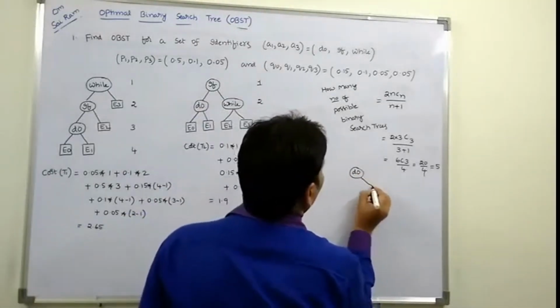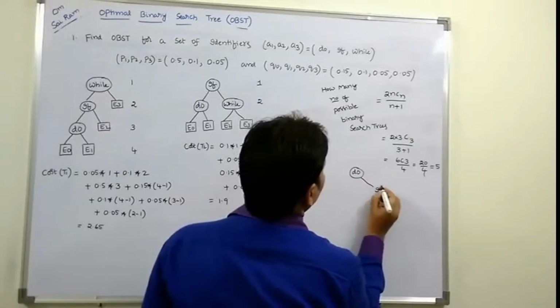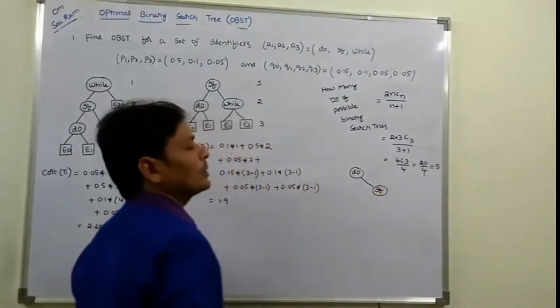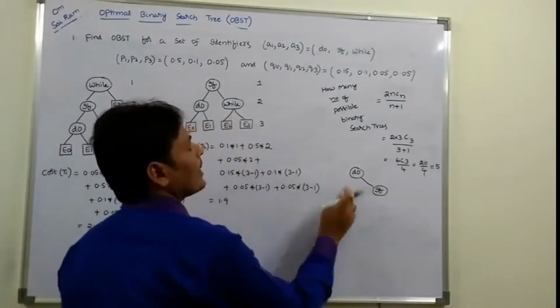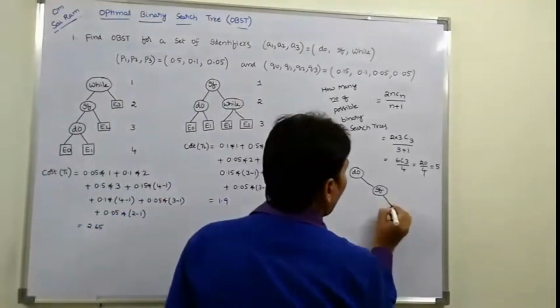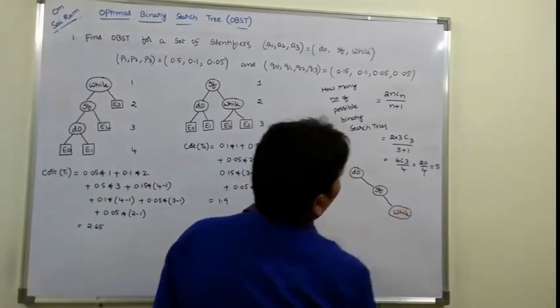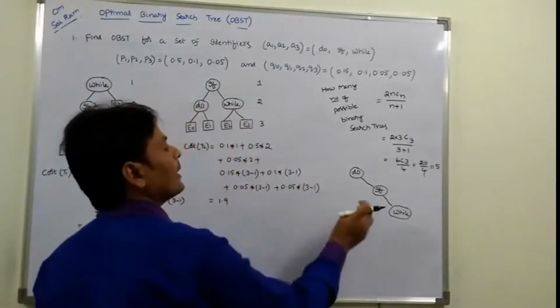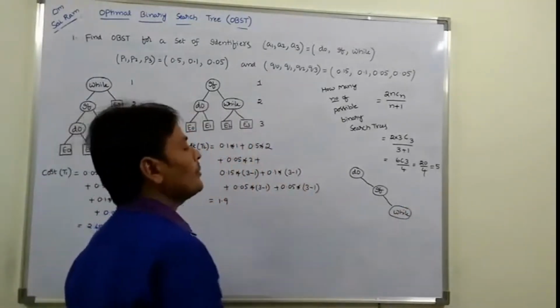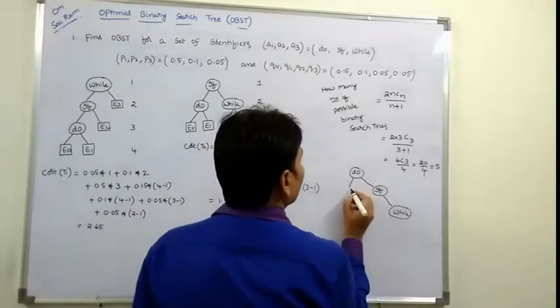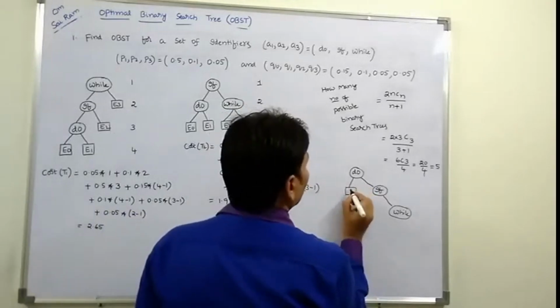Do is compared with if. So if is greater than do, so the identifier is at the right hand side of do. Next, while is greater than if. So while identifier is at the right hand side of if. So that is here E0.